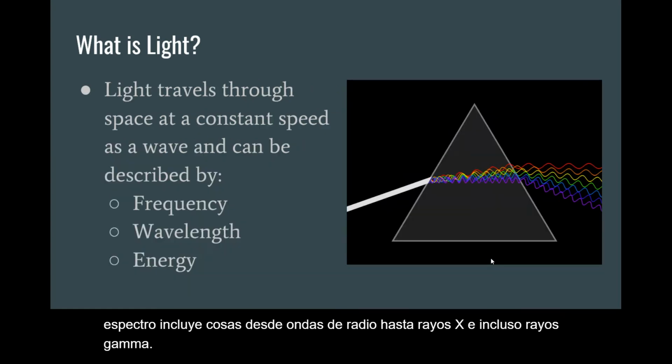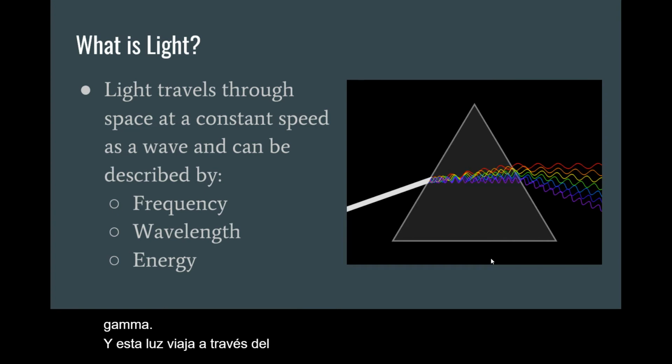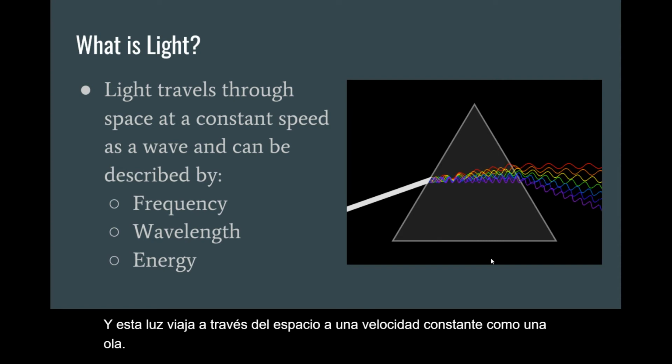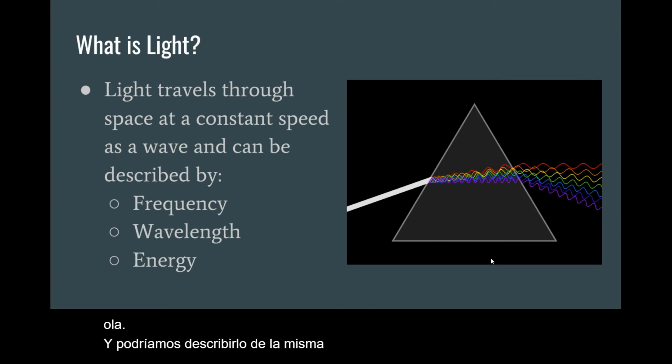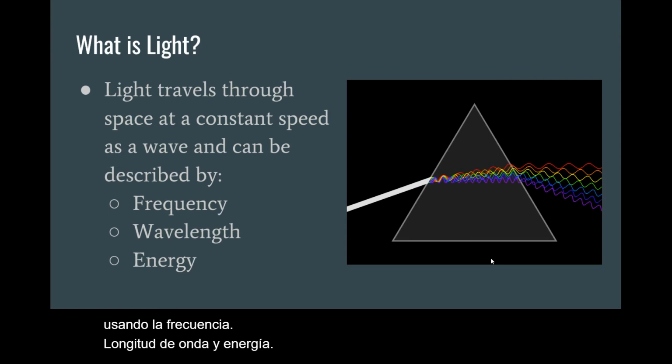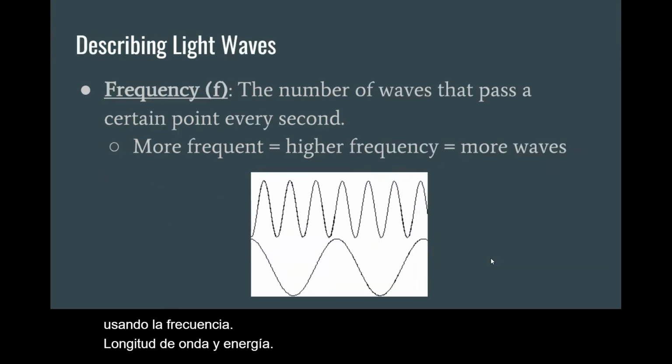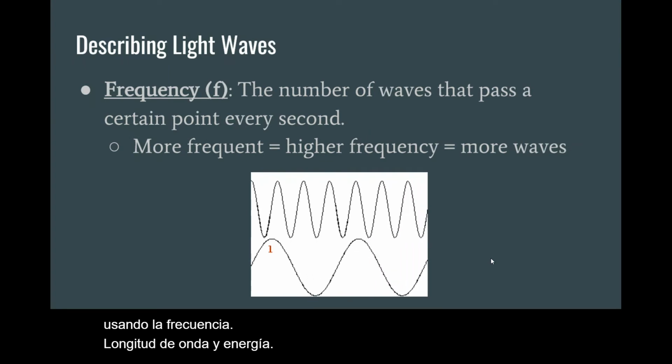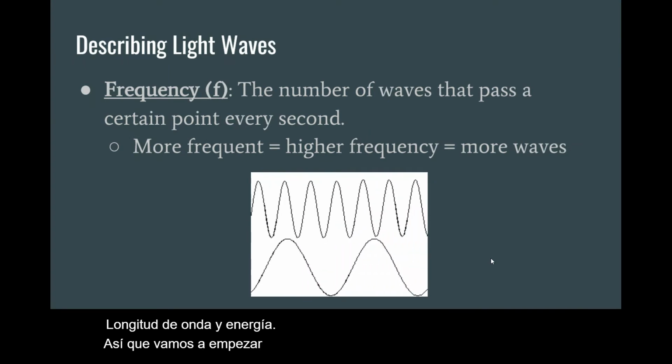And this light travels through space at a constant speed as a wave. And we can describe it the same way that we describe other waves using frequency, wavelength, and energy. So let's start by defining what a frequency is.